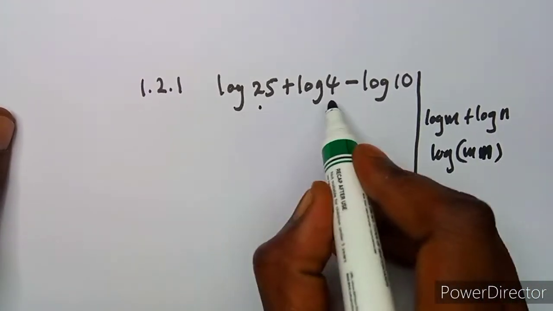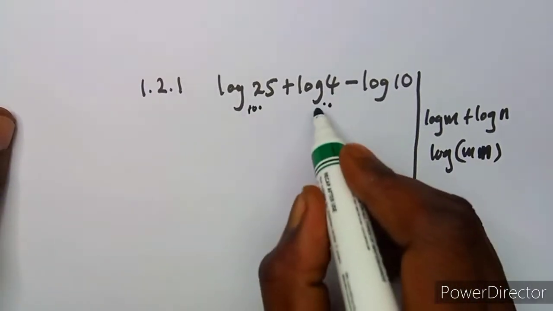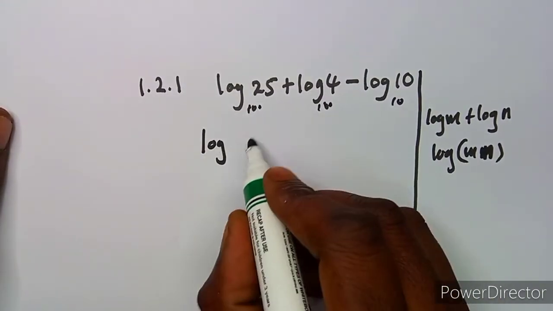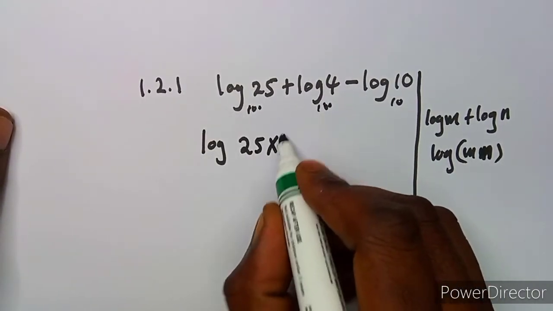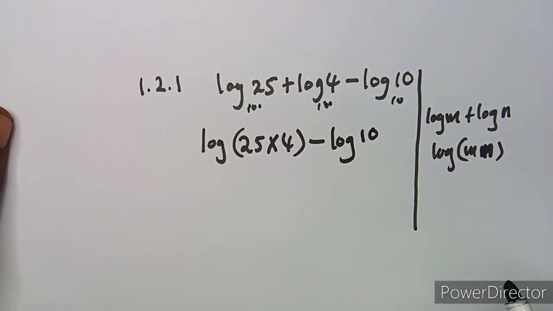So here we've got 25 and 4. The bases are the same. If the base is not given, it means you are in base 10. So you can multiply the numbers together. That is 25 times 4. Okay, let's subtract log 10. We are going to talk about this later on.